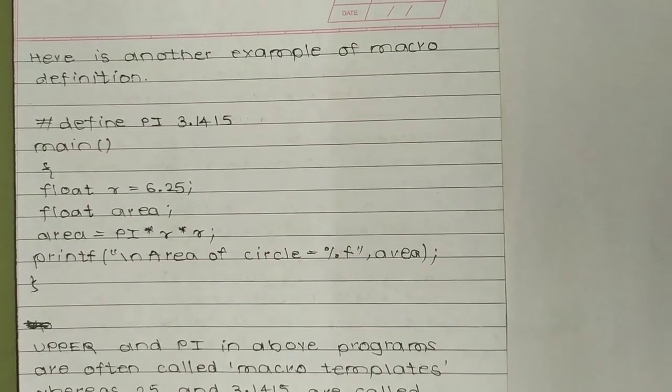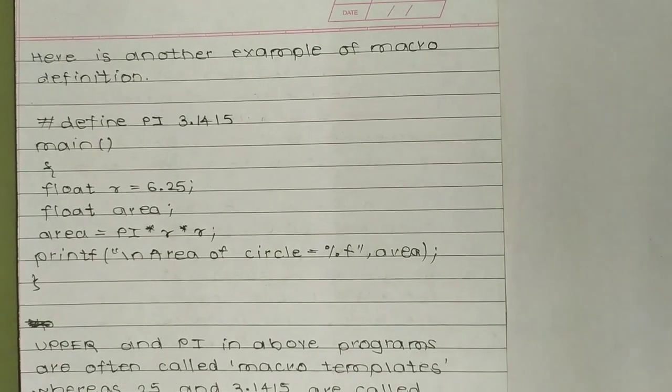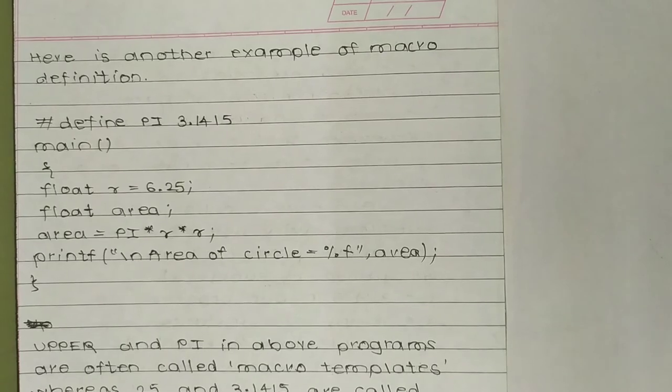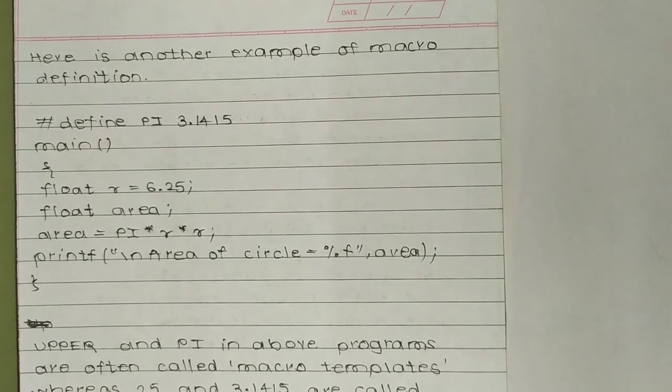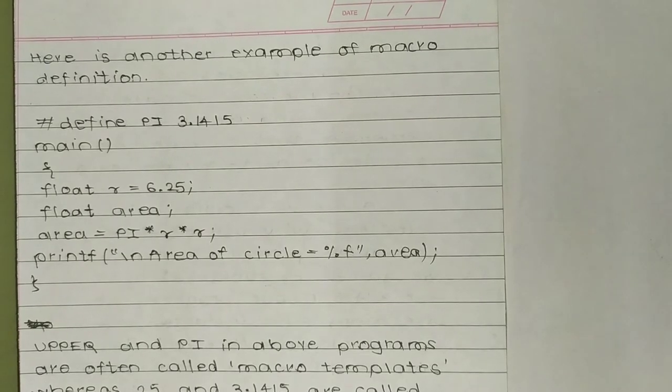Here is another example of a macro definition. #define PI 3.1415. main, float r = 6.25, float area. So r is a float, which is 6.25. Now float area, so area is also a float. Area = PI * r * r. printf("\nArea of circle = %f", area).